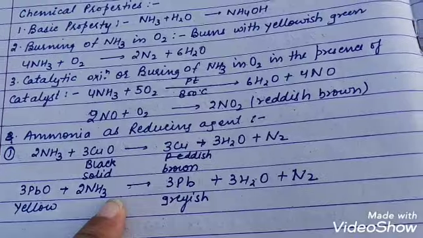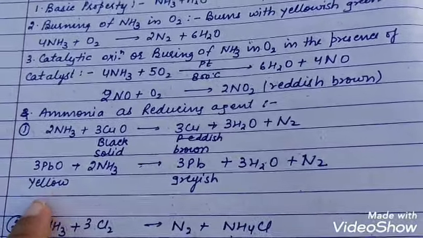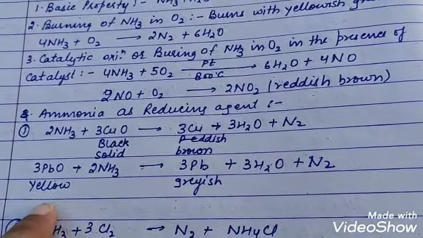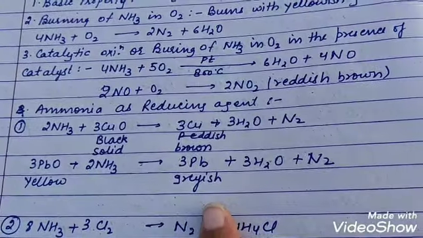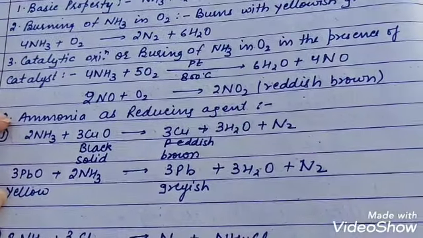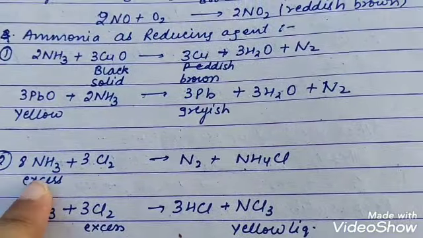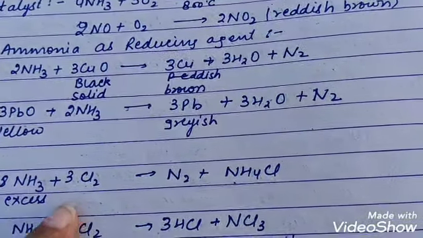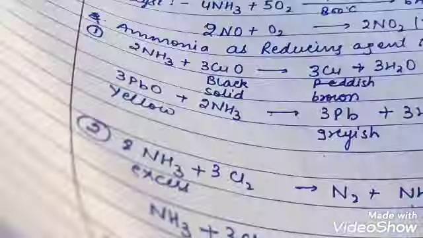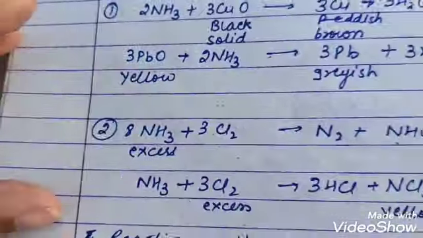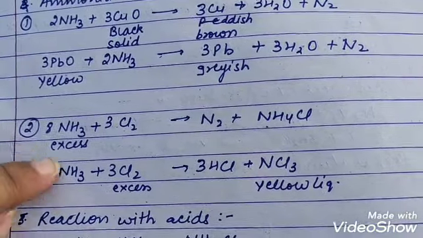And ammonia is reducing CuO or PbO. So what is our observation for PbO? The yellow lead oxide will convert into grayish metal lead. This is the first case, in which oxygen is being grabbed. Now the second one: ammonia reacting with chlorine. Here there is no oxygen at all. So either oxygen will be grabbed or hydrogen will be given.